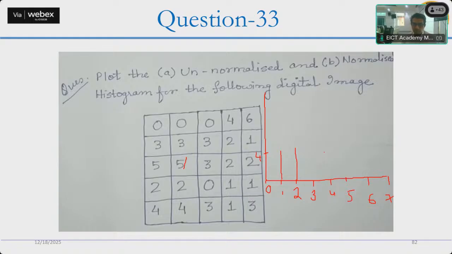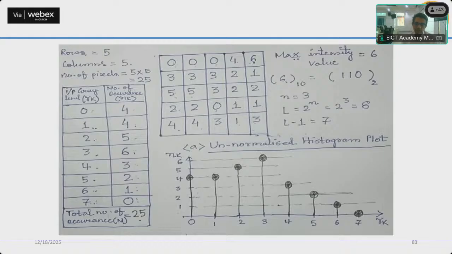So this is the histogram. You can see it here, drawn here. So you can see the unnormalized histogram. The key to catch here is first of all how many total levels there are. For example, the maximum intensity value is 6, so it is clear that the levels will be between 0 and 7. And thereafter we have drawn it.